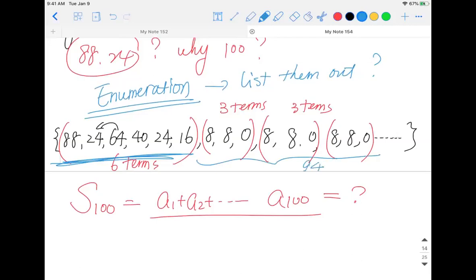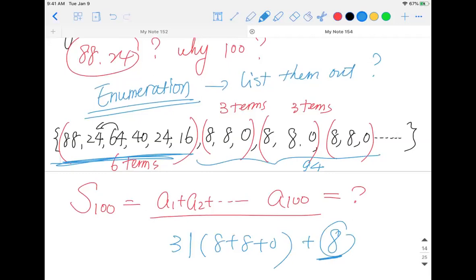94 terms remaining. In this 94 terms, you will have 31 of this 8 plus 8 plus 0 bundle, right? And then you're going to have 1 extra 8 term remaining, right? This is 8. Is that right? Extra 8 at the end of the day.